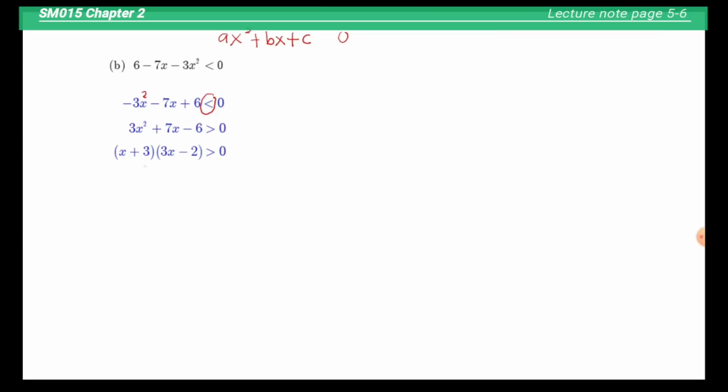After we have the factorized factors on our left and 0 on our right, please mark this line, as this is crucial for our final answer. So we can find the critical numbers by solving our factors that we have: x plus 3 equal to 0 and 3x minus 2 equal to 0. Our x equal to negative 3 and x equal to 2 over 3.